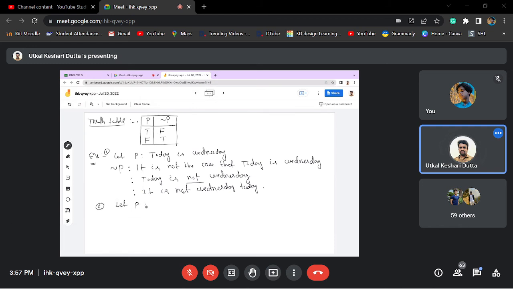Let P be: I understand this. Then what will be negation of P? It is not the case that I understand this. Yeah, you can write it is not the case that I understand it. Any other way of writing? I do not understand this. Yeah, you can write I do not understand this.